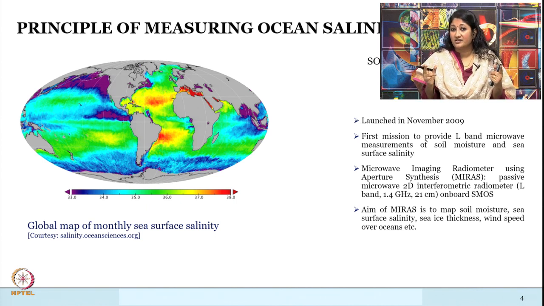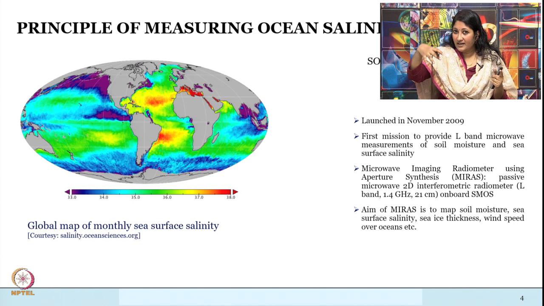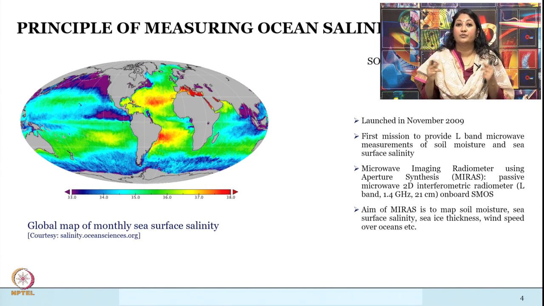Let me reiterate, imagine a satellite that is operating at an altitude of 800 kilometers from the Earth's surface, it would require an antenna which is longer than 10 meters to provide a spatial resolution of at least 10 kilometers. Not practical at all, isn't it?